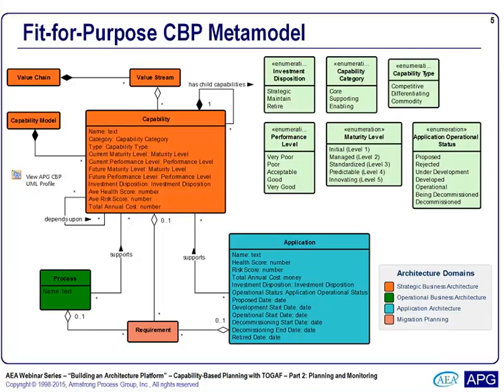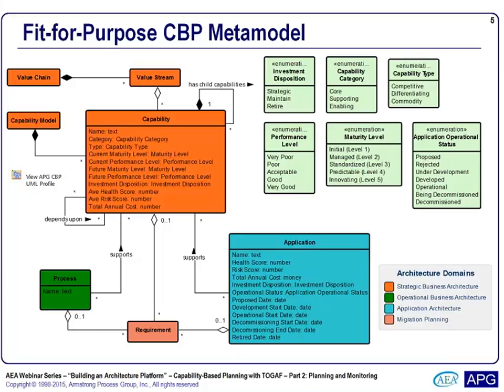And then we've got a similar set of attributes for an application, since we're going to take an application-driven view as it relates to changing the capability landscape. This is where we have the raw data for the health, risk, and cost for an application, as well as the investment disposition and its operational status: is it proposed, rejected, developed, operational, decommissioned, and so on, and then a set of key dates related to those operational states. Also mapped to capability is going to be a process.